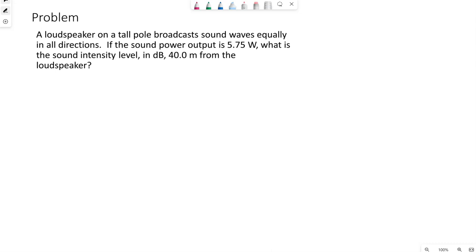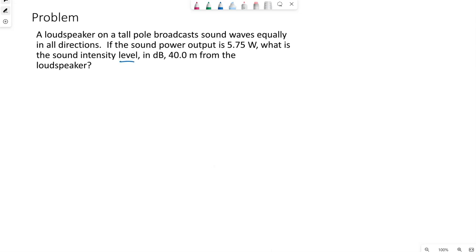We have a sample problem here. A loudspeaker on a tall pole broadcasts sound waves equally in all directions. If the sound power output is 5.75 watts, what is the sound intensity level in decibels 40 meters from the loudspeaker?